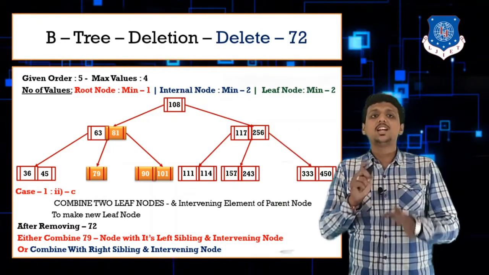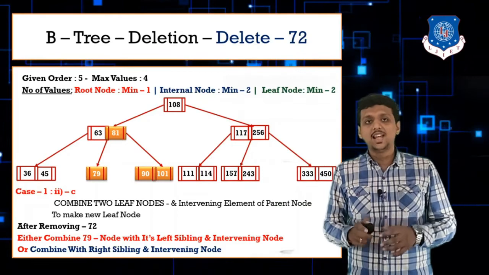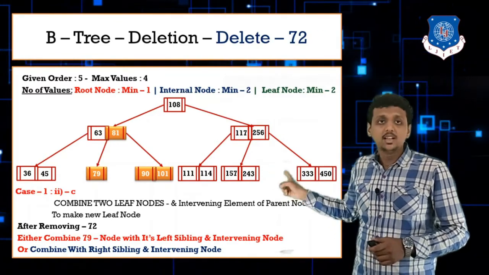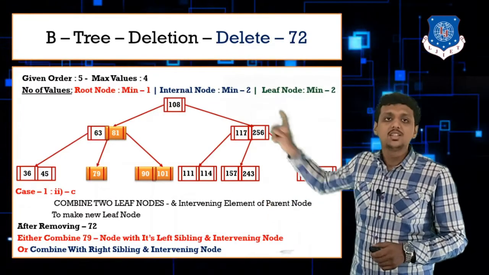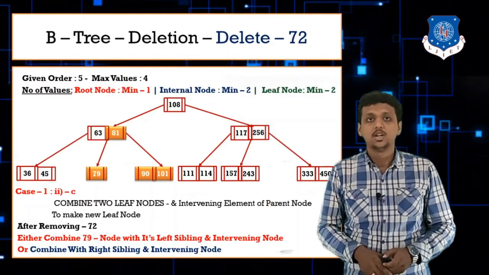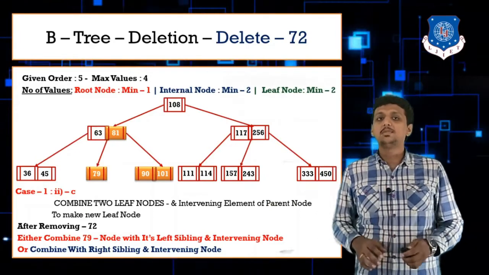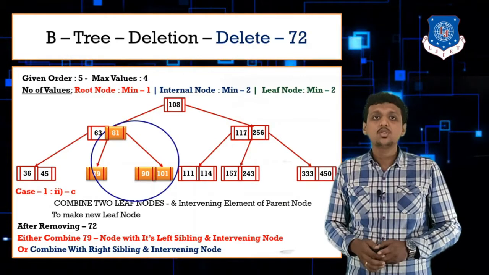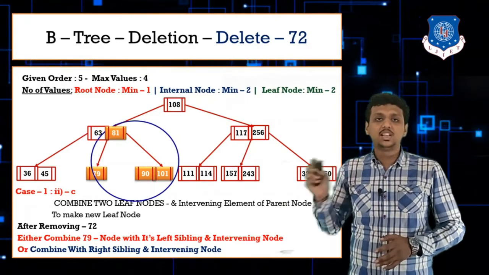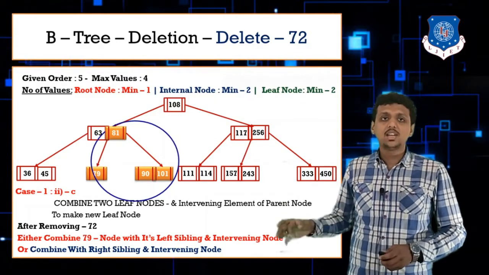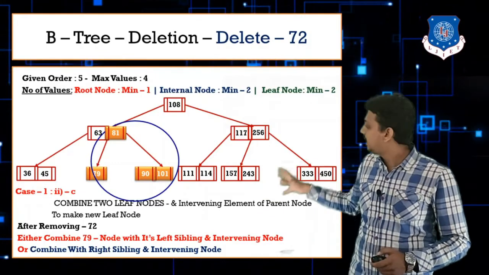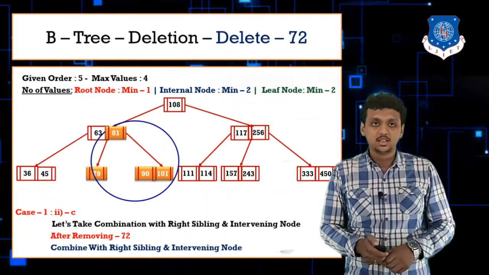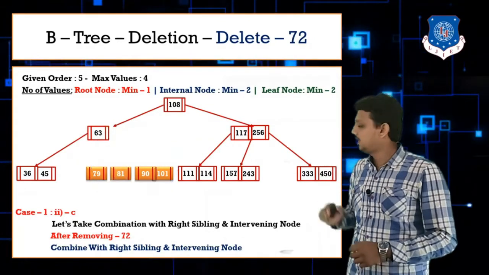Okay. So these are two different scenarios. Either you can select 79, 81 and that right sibling, or 36, 45, 63 and 79 together. I will show you both of them. Let me start with selecting the values with the right sibling. So here I am going to select the values with the right sibling. The values are 79, 81, 90 and 101. So these all four values are combined together. So here it is. This is the scenario.